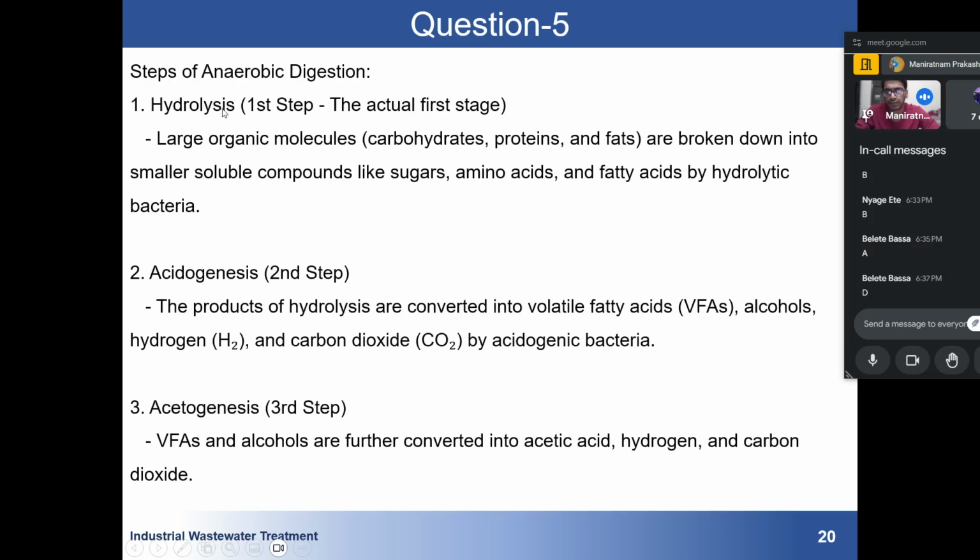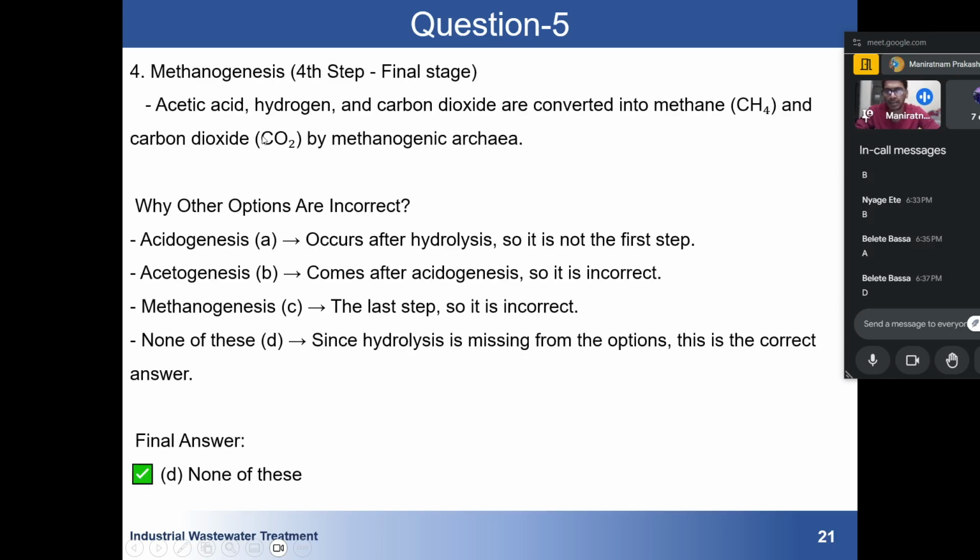These are the four steps. First is hydrolysis, larger molecules are broken down, this thing we have already said. Then acid formation, then acetone formation, and finally methane formation. Okay, so the correct answer is D.